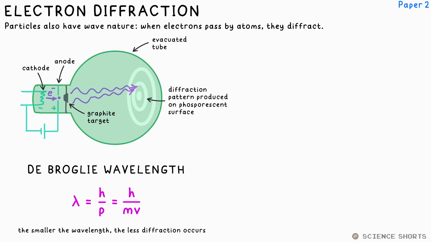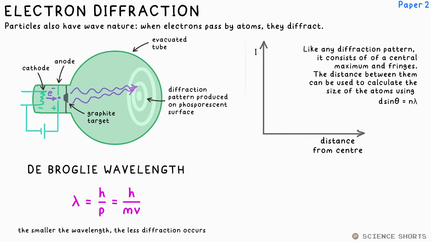The wavelength of a particle is given by the de Broglie wavelength equation. Lambda equals h, Planck's constant, over mv, or p, the momentum of the particle. Faster speed means smaller wavelength, which means less diffraction, according to n lambda equals d sine theta from waves. Here's the standard graph showing how intensity varies with distance from the center. Note that it doesn't decrease to zero, unlike diffraction patterns for light.